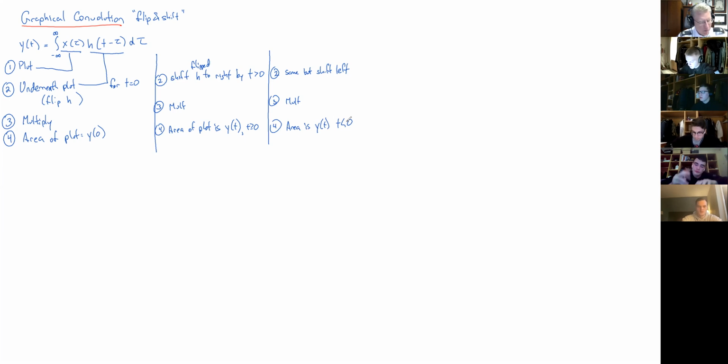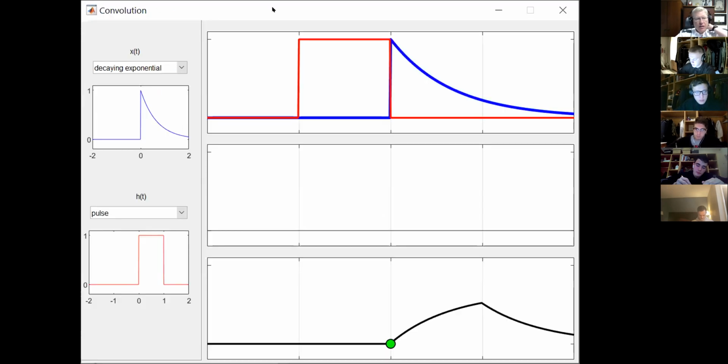So I'm going to show this instead, because this takes a long time to draw. For every part of y, for every different t, I'm constantly redrawing this h of t minus tau. So rather than take all this time to draw it myself, I wrote a program that will do it. And here it is. It's in MATLAB, and I'll make it available to you if you're interested.